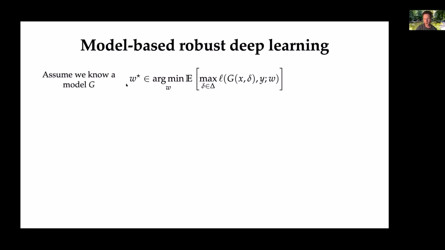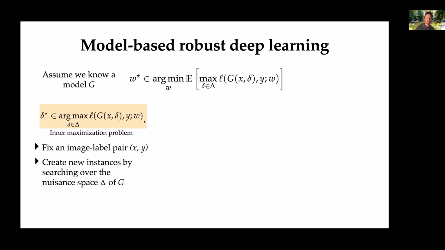And to explain what's going on in this problem, I'm going to break it apart into two parts. The first part is this inner maximization problem, and I'm going to start by focusing on that. So I'm going to rewrite it like this. As you can see, this is an optimization problem over this loss functional L, where L is a function that takes three arguments: an image, a label, and the current weight of the neural network that I'm trying to train. And the idea here is I'm going to fix an image label pair, x, y. I'm going to search over the space of deltas and create new images by passing these deltas through the model of natural variation. And I'm going to find the loss maximizing delta star.